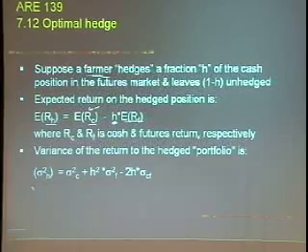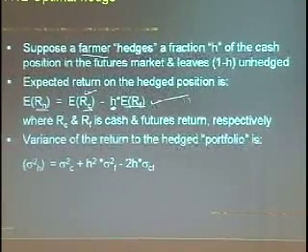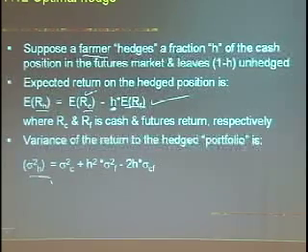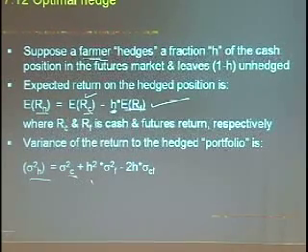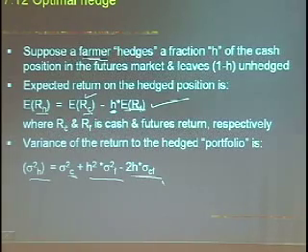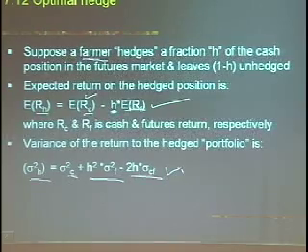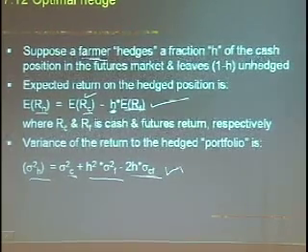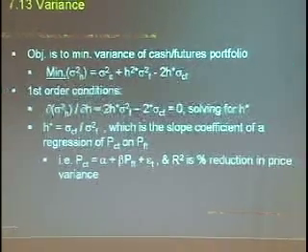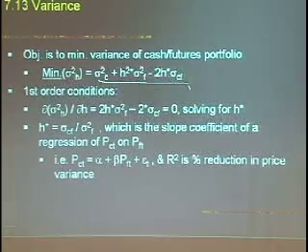So we write down its variance. We take this expression up here and write down its variance. Then the variance of the hedge position is equal to the variance of the cash plus h squared times the variance of the futures minus 2h times the covariance between the cash and the futures. That comes from portfolio theory, and you probably recognize this from your finance class. So this is the variance of the hedged position.